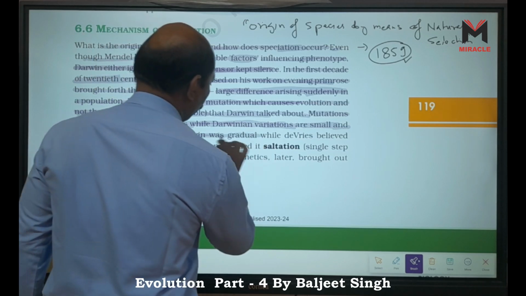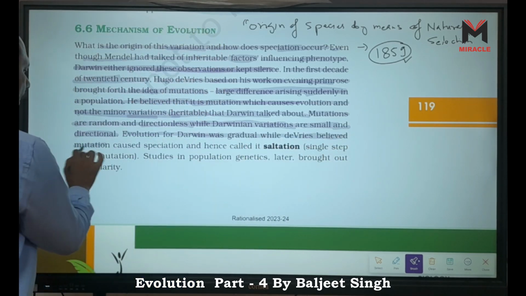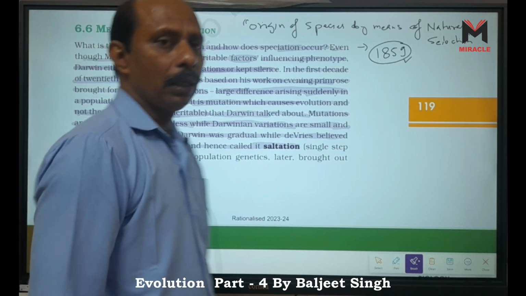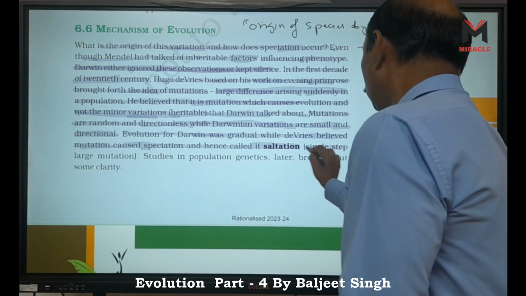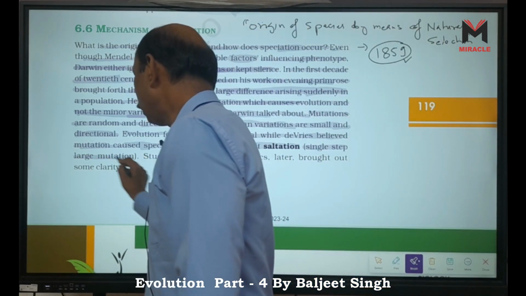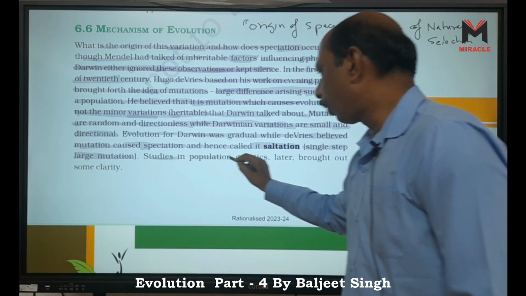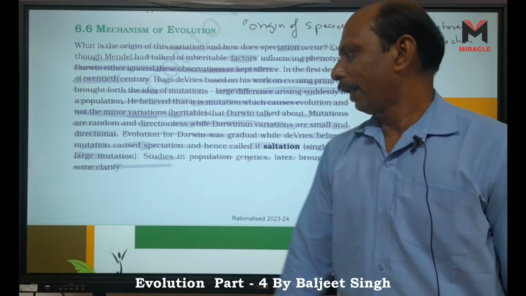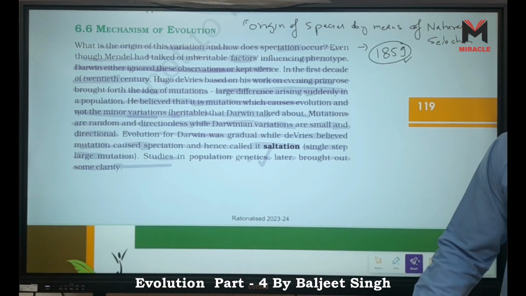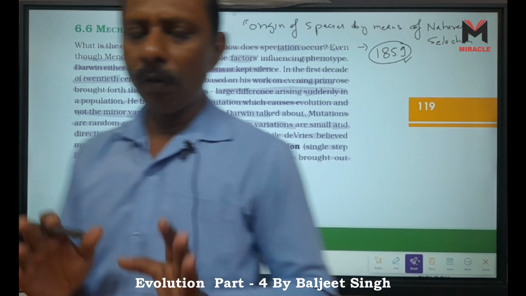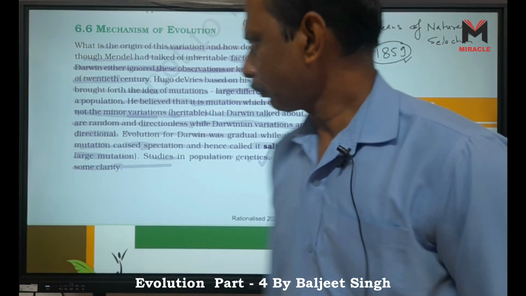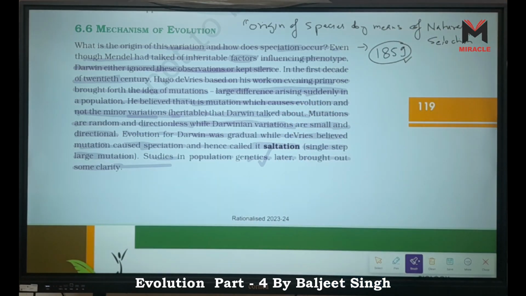Evolution for Darwin was gradual, while De Vries believed mutation caused speciation, and hence it is called saltation. Saltation means what? Single step, large mutation. Studies in population genetics later brought out some clarity. When we read genetics, we understand how mutation comes, what the different types of mutations are, and how they affect the phenotype. I think you understand, right?